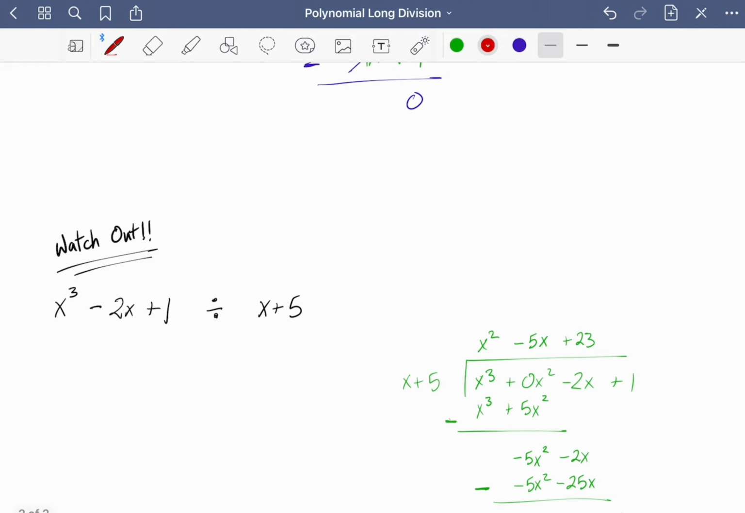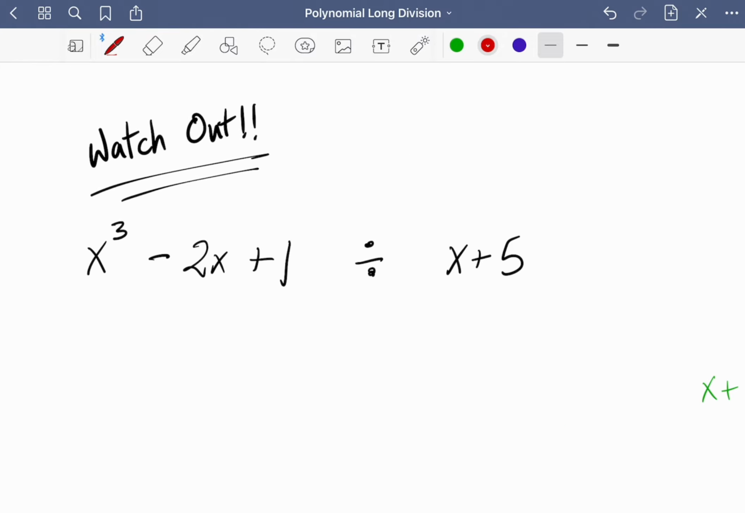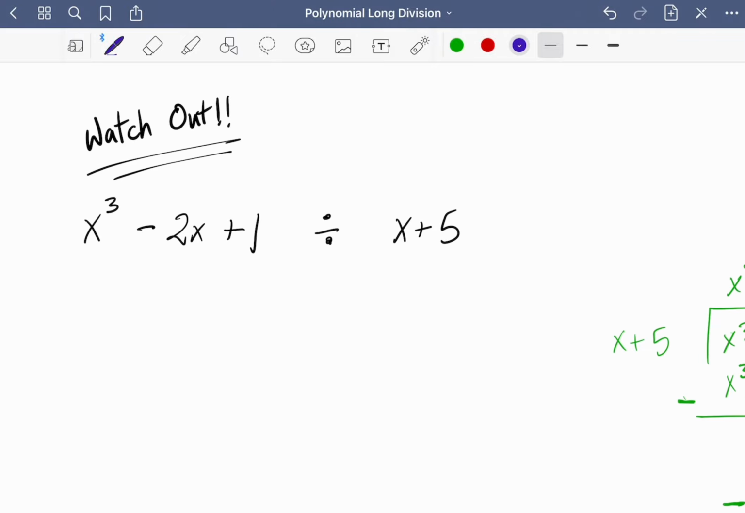A few pointers to watch out for. First off, here's a problem. Let's try setting this up. You might be tempted to set this up the same way we've been. With the little division bar, you put the polynomial underneath, x to the third minus 2x plus 1. You're going to put the x plus 5 on the outside. If you set this problem up like this, you're going to run into problems.